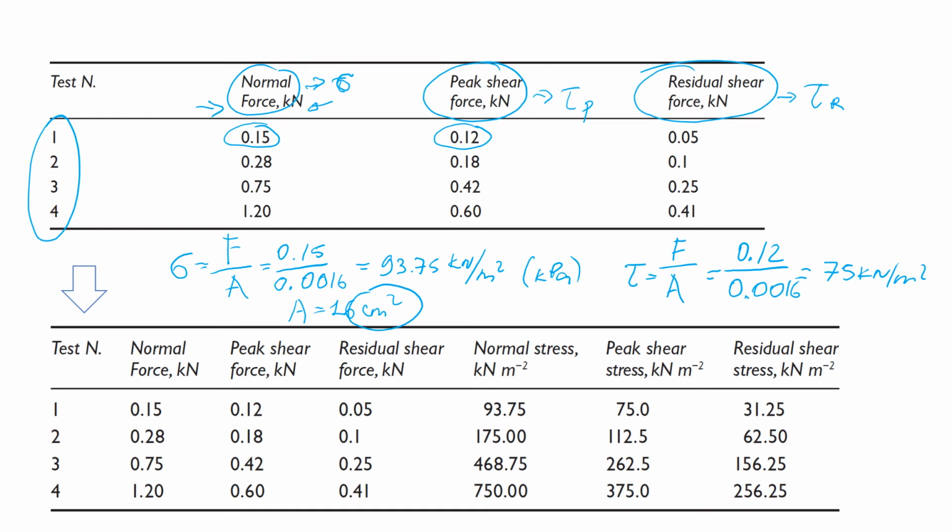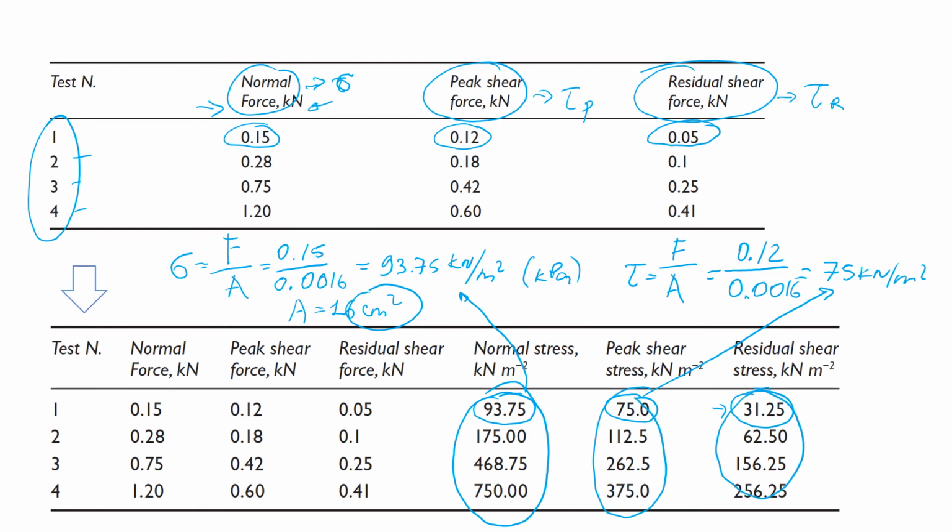So you can practice more for tests 2, 3, and 4. You can do it by yourself. The answers that you're going to get are shown in this table. So this is 93.75, so is this one. Then 75 will be peak shear force. Sorry, peak shear stress. And if we do the same thing for the residual shear force and convert it to shear stress, it's going to be about 31.25. So what we need now is normal stress, peak shear stress, and also residual shear stress. And we use these numbers to plot the graph and obtain friction angle and cohesion.